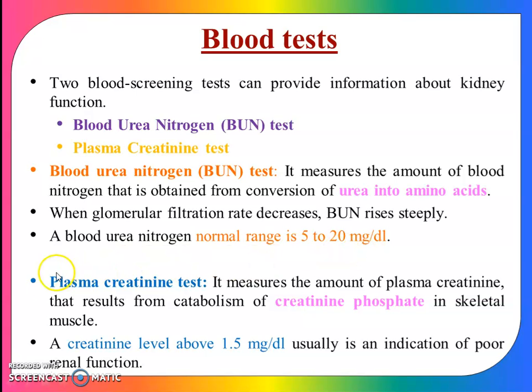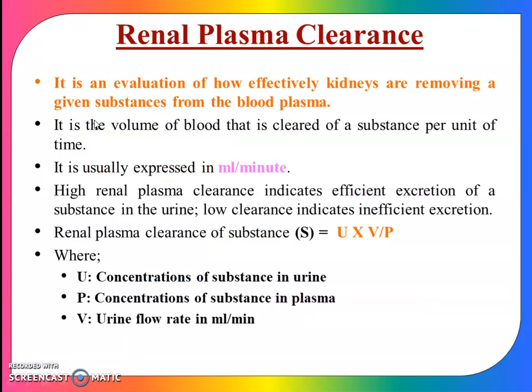Then the second blood test is the plasma creatinine test. This test measures the amount of plasma creatinine that results from catabolism of creatine phosphate in the skeletal muscle. A creatinine level above 1.5 mg per deciliter is considered an indicator of poor renal function. So these are the two blood tests that have to be performed on the kidney: the blood urea nitrogen test and the plasma creatinine test. Moving to the third test, that is the renal plasma clearance.